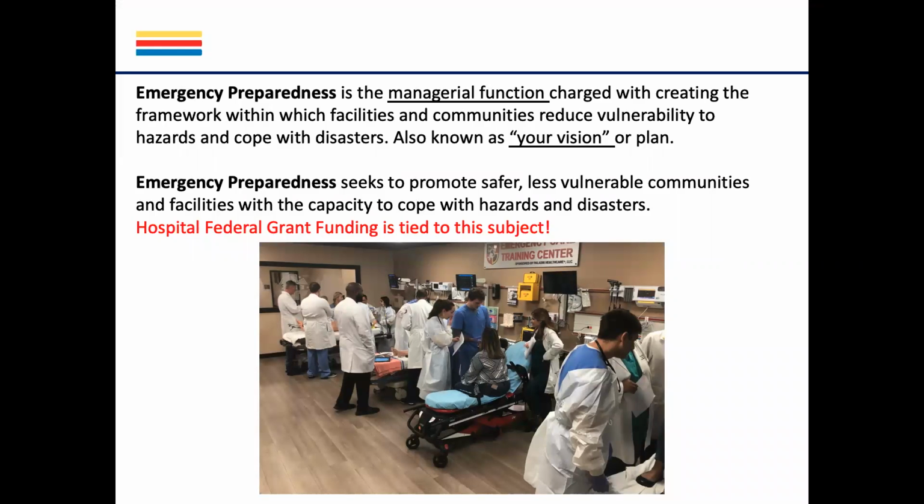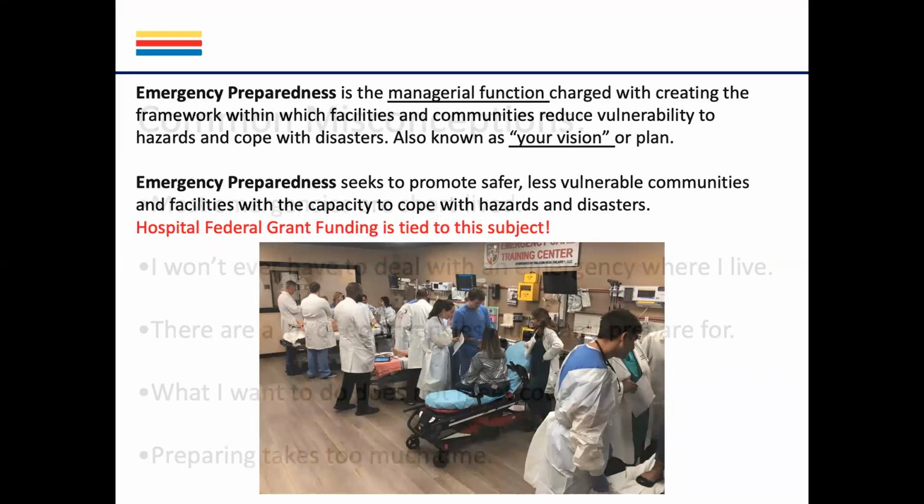It's known as your vision or your plan. Every business has a business continuity plan. And I think hospitals are bound by federal funding to have these plans. Unfortunately, a lot of hospitals have 3 binders in the admin office that lay out their plan, and once a year they pull them out, dust them off, and they can tell Joint Commission that they've gone through their plan. But it's meant to promote safer, less vulnerable communities and facilities, and the capacity to cope with hazards and disasters. That's the whole idea of that.